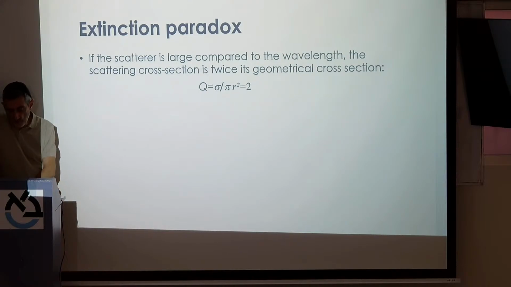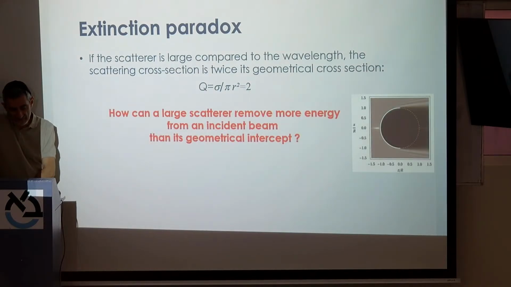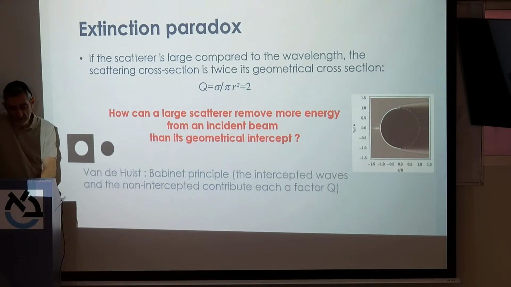So there is a way to demonstrate that, and this is based on the Babinet principle. Do you know the Babinet principle? So how can a large scatterer remove more energy from an incident beam than its geometrical intercept, than what is blocked geometrically? A way to solve this question is to use the Babinet principle. No, you're not familiar, you never heard about that.